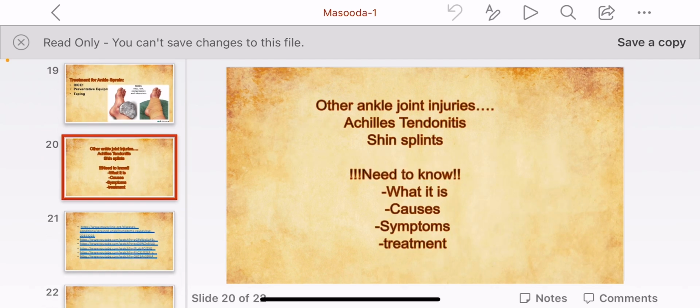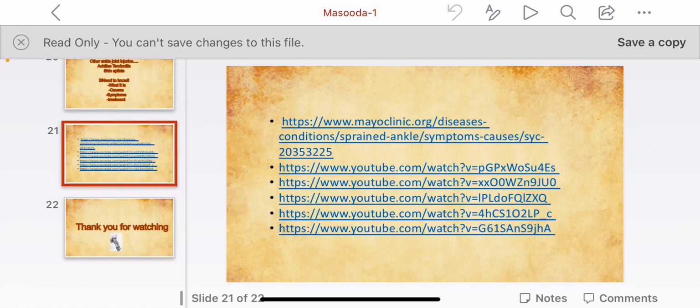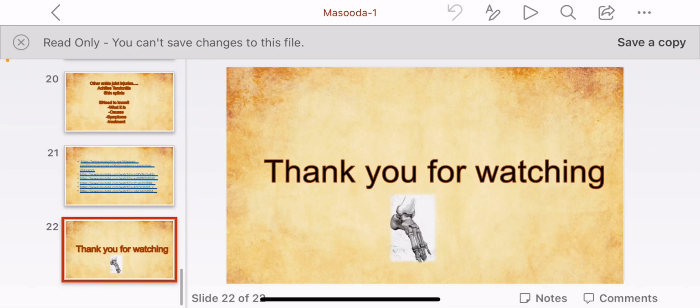There are also other ankle joint injuries such as Achilles tendonitis and shin splints, that we need to know what they are, what the causes of these injuries are, and what the symptoms and treatments are. And these are the links that I used for making this presentation. Thank you for watching.